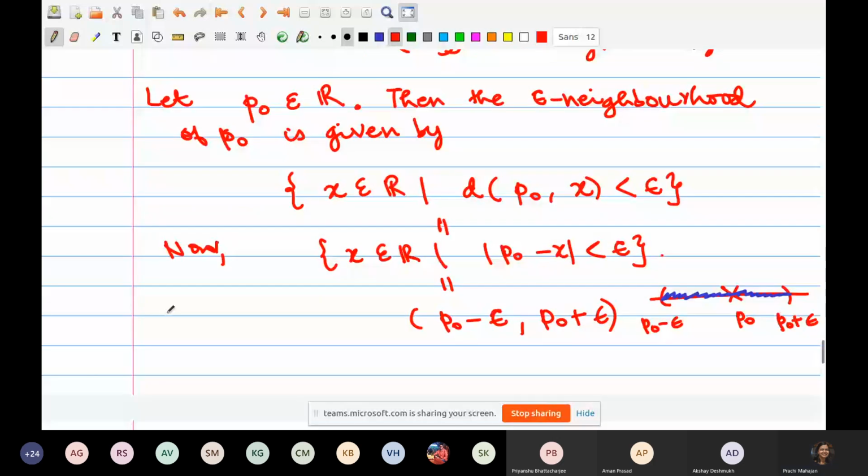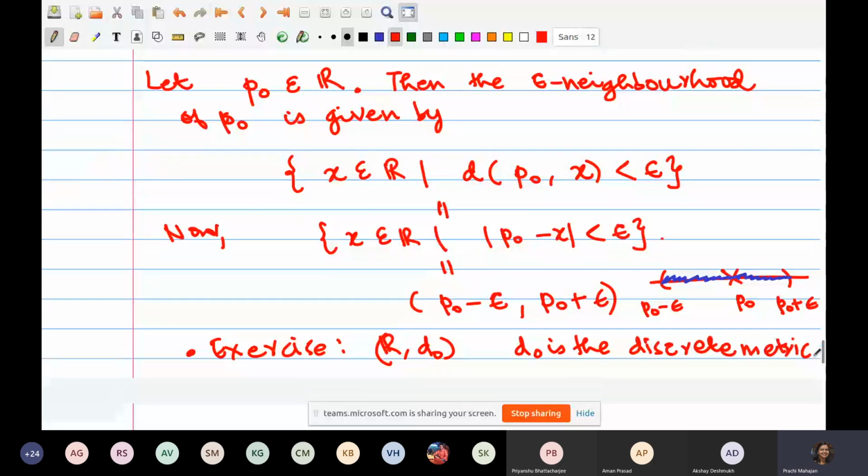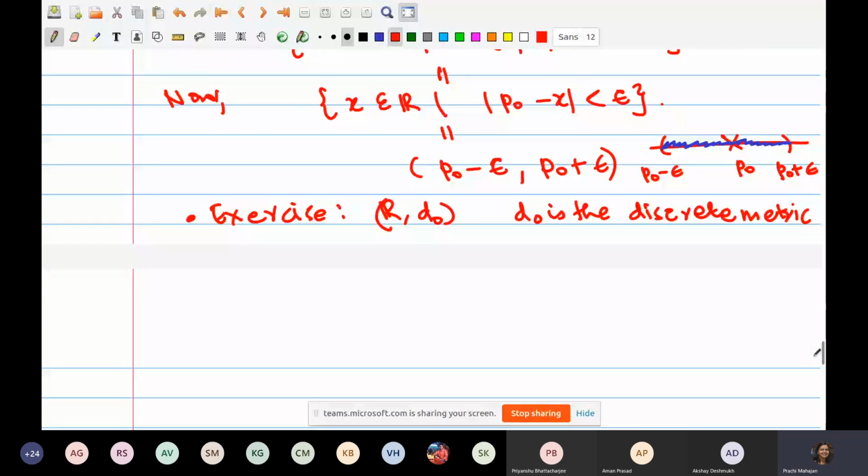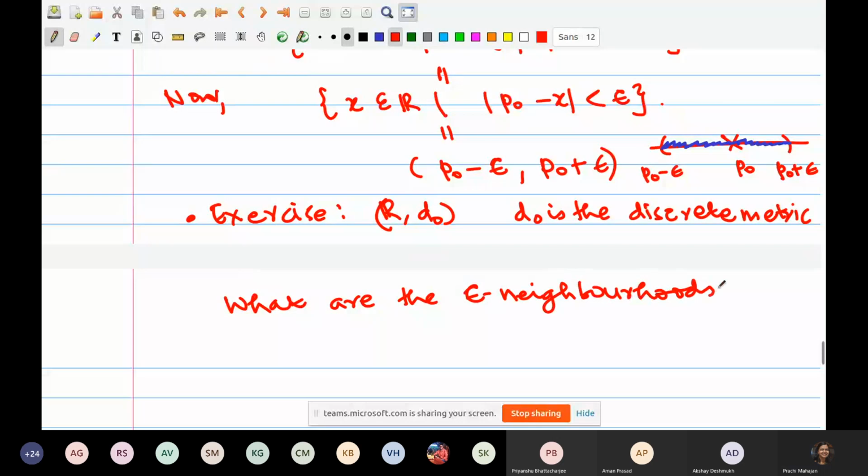Now, something for you to work out. Exercise. I consider the same set and now I endow it with the discrete metric, D naught. The exercise is please work out the epsilon neighborhoods of a point P naught in R in the discrete metric.